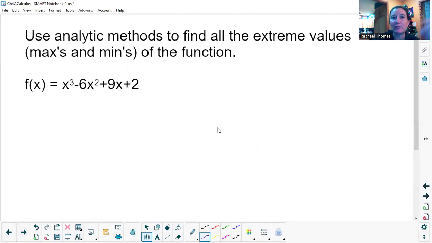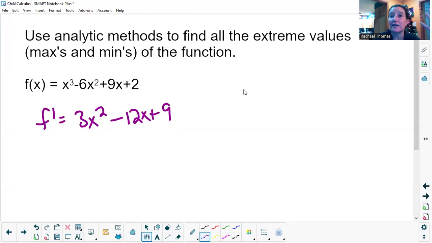All right, so let's say I get this problem. Use analytic methods to find the extreme values, maxes and mins of this function. So I've got a function here. The first thing I'm going to do is find f prime. Just using the power rule here, minus 12x plus 9. I need to figure out where f prime equals 0 or f prime does not exist. Those are the two places where I might have maxes or mins.